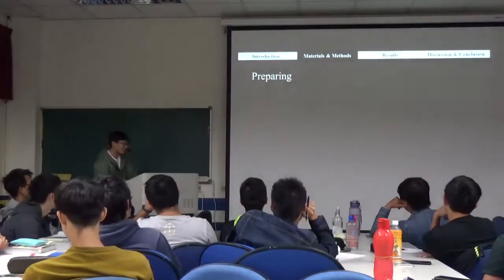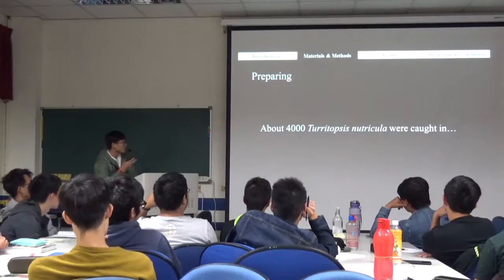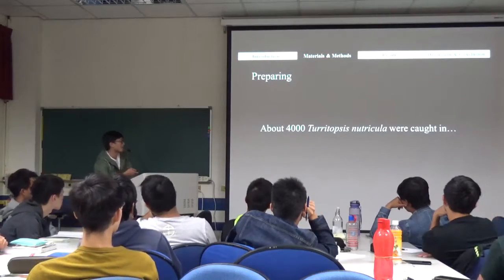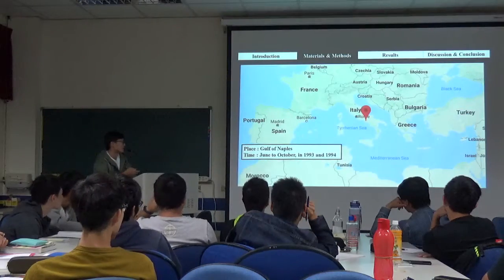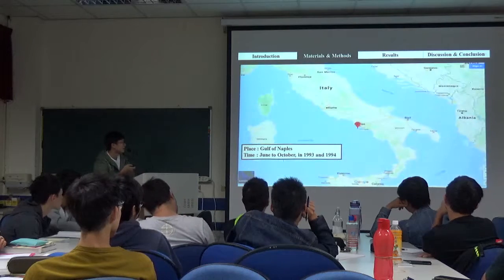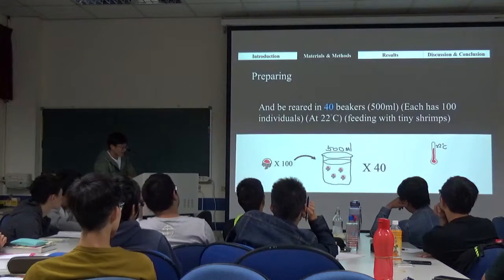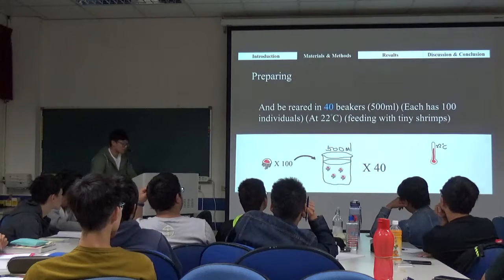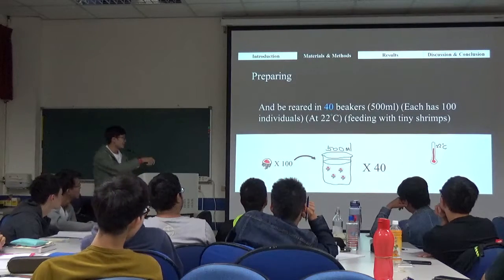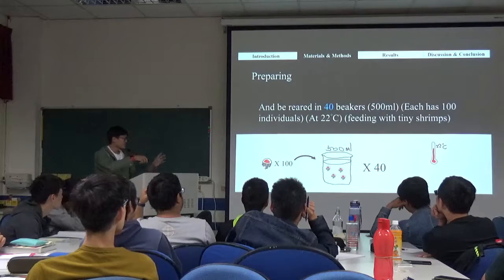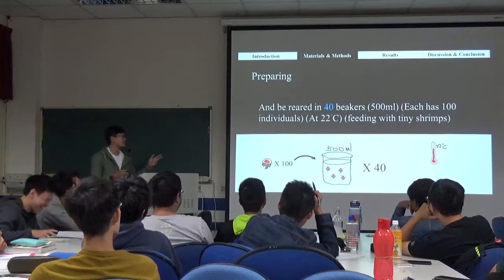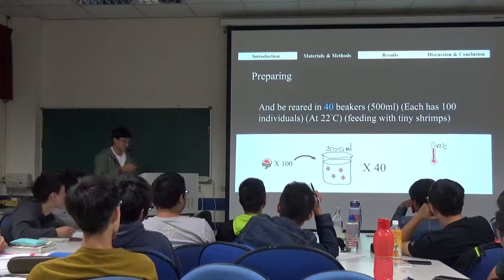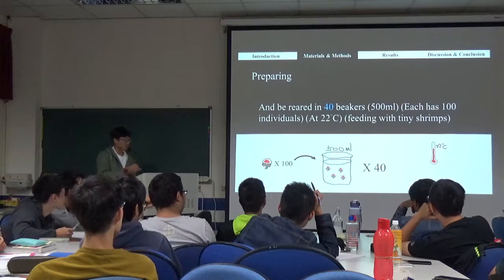Materials and methods. About 4,000 T were caught in the Gulf of Naples, from about June to October in 1993 and 1994. They were reared in 40 beakers, each about 500 milliliters, and each beaker has 100 individuals. The temperature is about 32 degrees and they are fed with tiny shrimps.